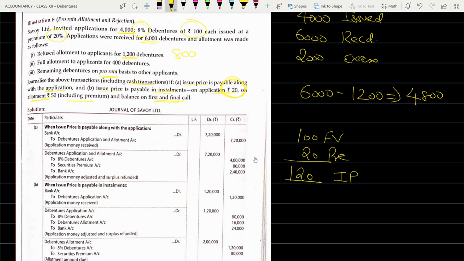So 120 rupees into the received debentures, which were how much? 6000. Now you tell me what will be the amount. 7,20,000. Can you understand this value? Okay, so 7,20,000 has been derived in such a way, like how you normally do for your shares.